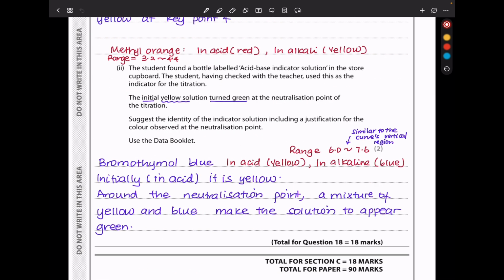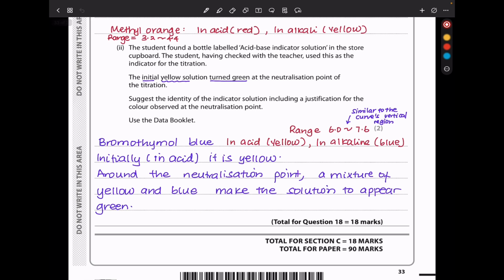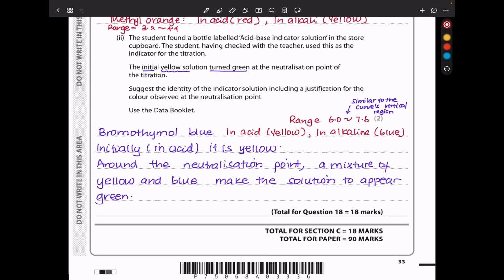The student found a bottle labeled acid-base indicator solution in the stock room. The student, having checked with the teacher, used this as the indicator for the titration. The initial yellow solution turned green at the neutralization point of the titration. Suggest the identity of the indicator solution, including a justification for the color observed at the neutralization point. So this is going to be bromothymol blue because in the acid it's going to be yellow and in alkaline it's going to be blue. That is the range. Initially in acid is yellow and around the neutralization point there is a mixture of the yellow and blue color, and that's why it appears green.